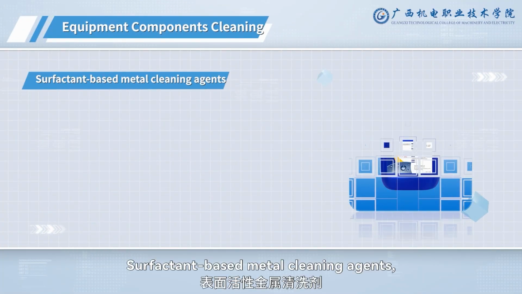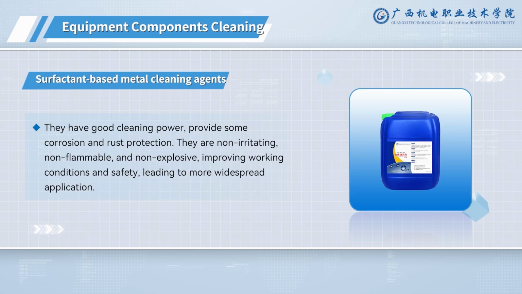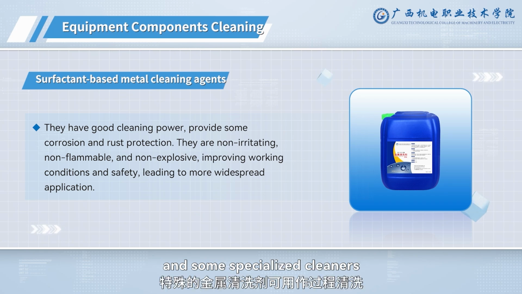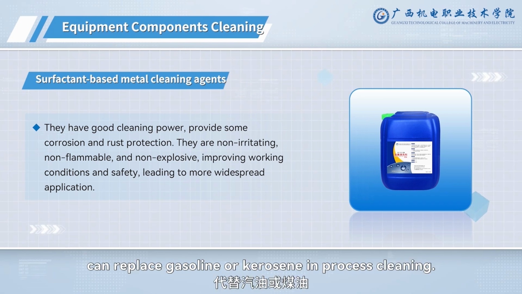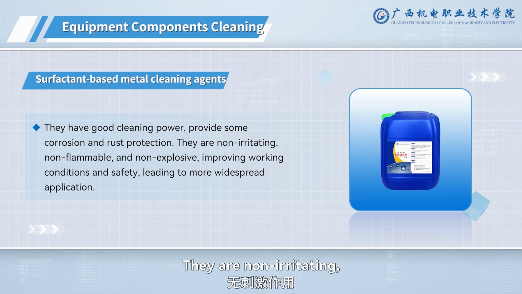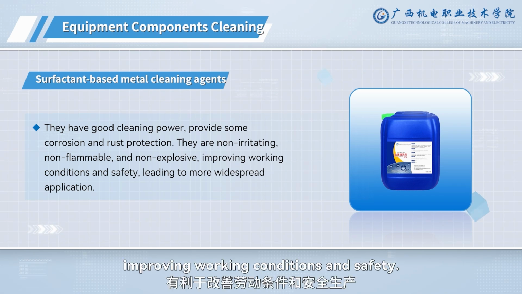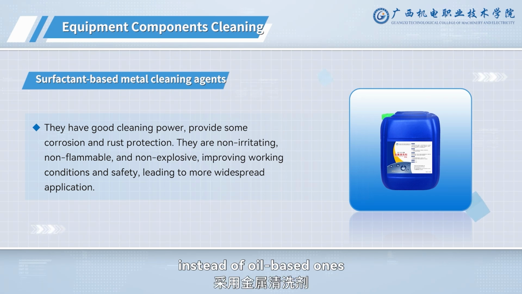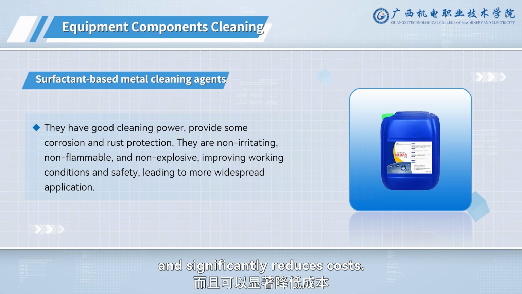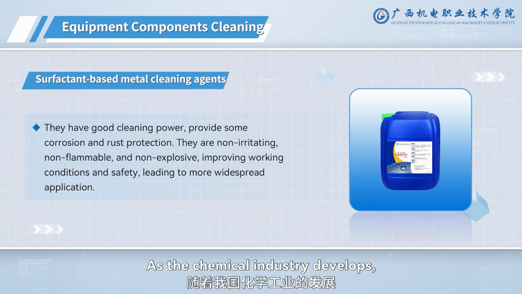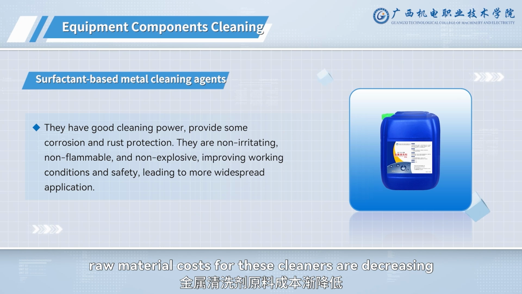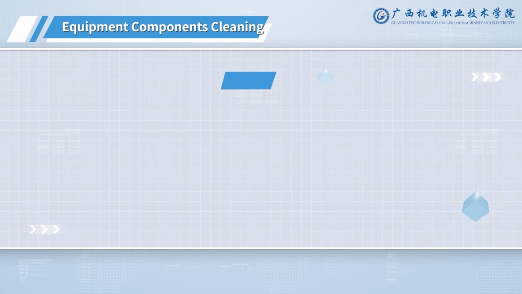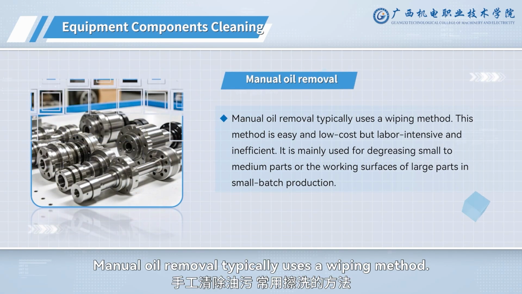Surfactant-based metal cleaning agents, commonly referred to as metal cleaners, have good cleaning power, provide some corrosion and rust protection, and some specialized cleaners can replace gasoline or kerosene in process cleaning. They are non-irritating, non-flammable, and non-explosive, improving working conditions and safety. Using water-based metal cleaners instead of oil-based ones saves energy and significantly reduces costs. As the chemical industry develops, raw material costs for these cleaners are decreasing while quality improves, leading to more widespread application.